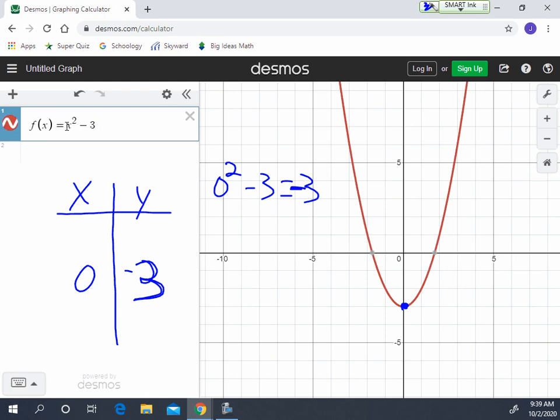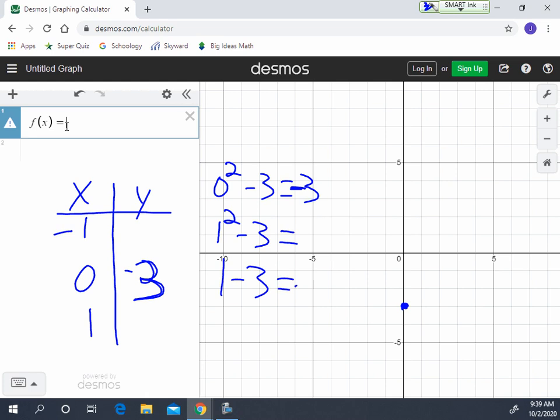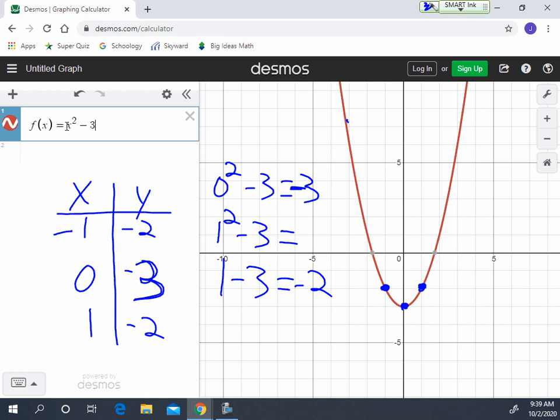What happens when x is at negative 1 and positive 1? Okay, we have 1 squared minus 3 equals what? 1 minus 3 equals negative 2. So when x is at 1, y is at negative 2. When x is at negative 1, it's at negative 2. Okay. There's our graph, right there. Okay. Let's try one without the graph and see if it matches up.